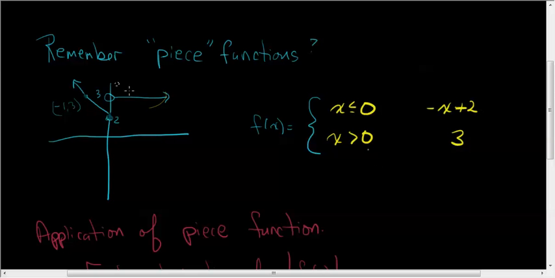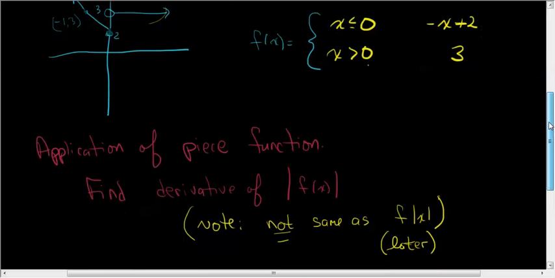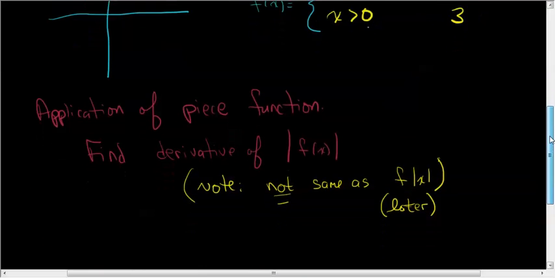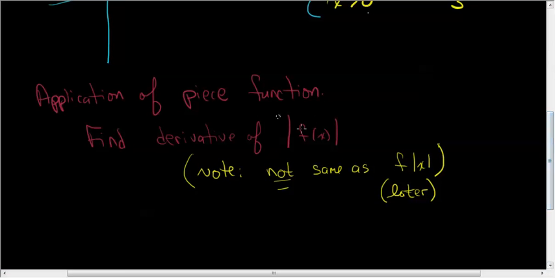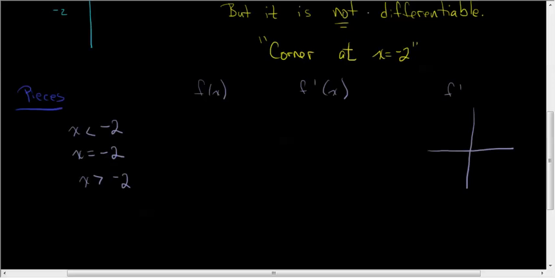So what we're going to do now is learn how to take the derivative of these piecewise functions. One of the applications for taking derivatives of piecewise functions is finding the derivative of the absolute value of a function. I want to emphasize here, your textbook doesn't emphasize it, this is not the same as f of the absolute value of x. We're going to do that later. This is the absolute value of the whole function. Okay, so let's look at this one.